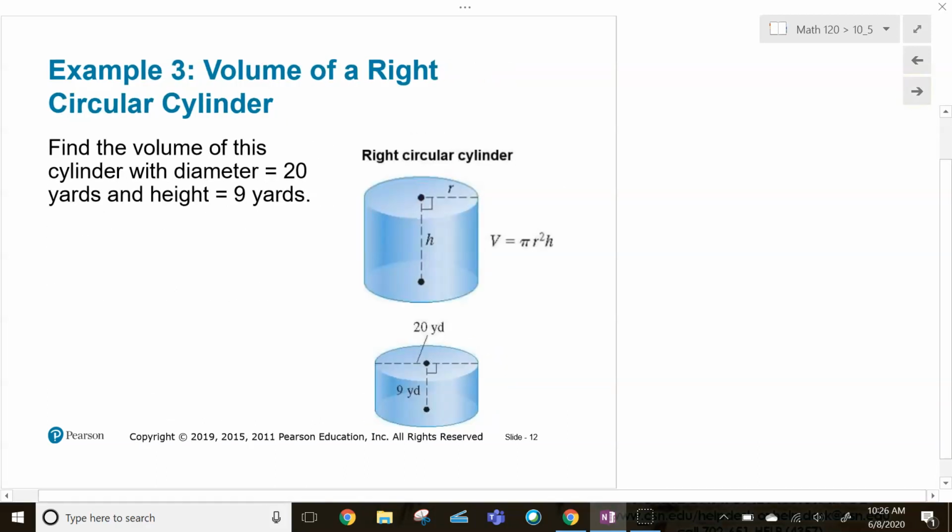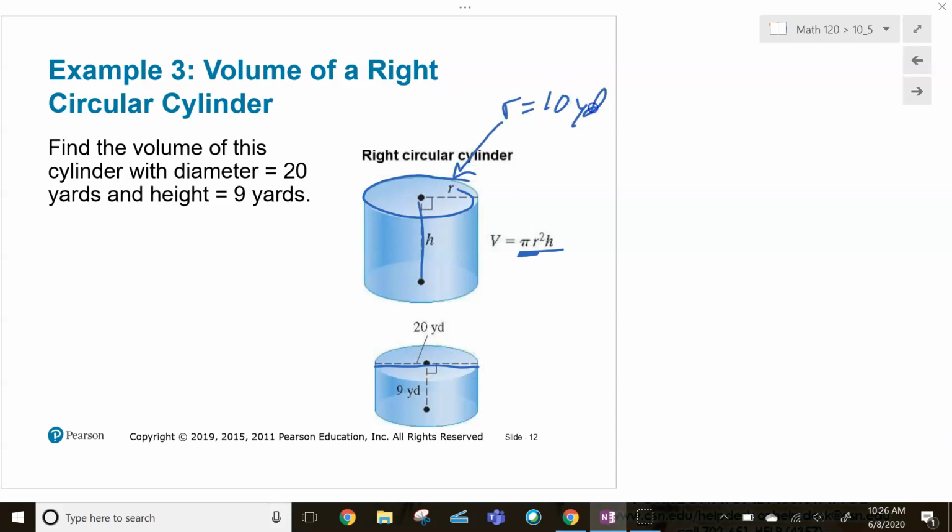All right, how about a right circular cylinder? So you've got pi r squared, which is the base because we've got a circle, right? So it's pi r squared times its height. So area of the circle times the height, so pi r squared times height. Find the volume of this cylinder with a diameter all the way across of 20 yards, which means our radius is only 10 yards, half of that, right? And then it gives us the height, which is 9 yards.